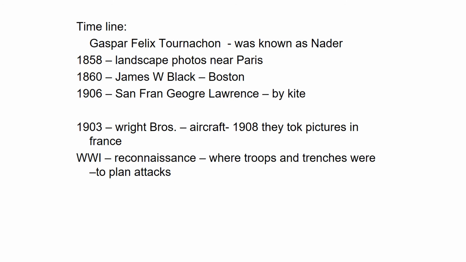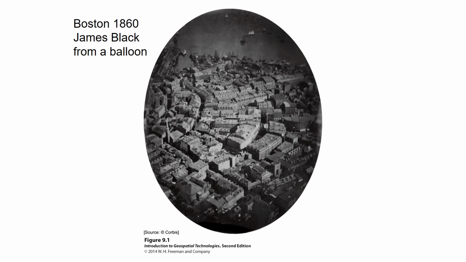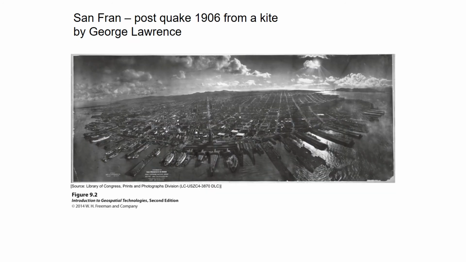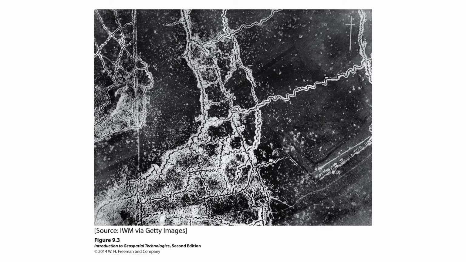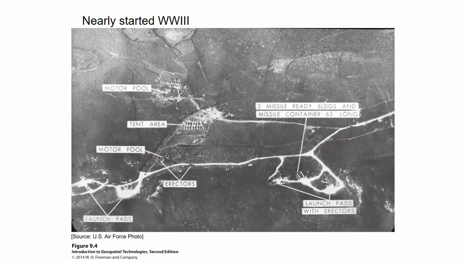World War I rolled around, and all of a sudden the ability to do reconnaissance, in other words to figure out what your enemy's doing, where the troops are, where the trenches are, was really important, and it helped plan attacks, and we began doing that from aircraft using photographs. So here are some of the ones we talked about earlier. This is Boston in 1860 from a balloon, San Francisco in 1906 from a kite, trenches in World War II. I'm sorry, I meant World War I.